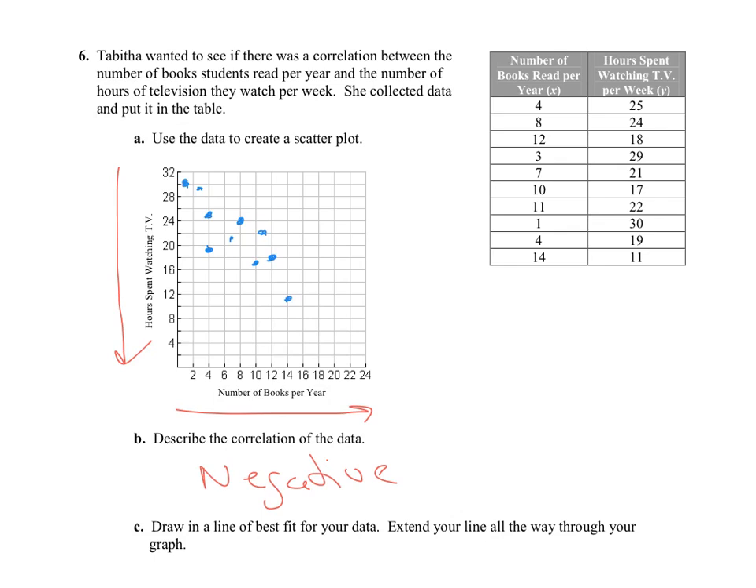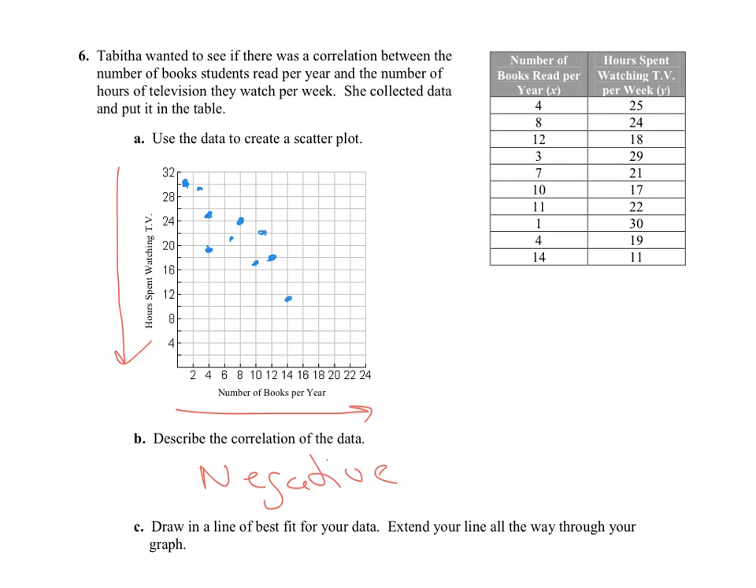For part C it says, draw a line of best fit for your data and extend your line all the way through your graph. So remember, for a line of best fit to be a line of best fit, it has to follow two criteria. The first criteria is it has to follow the direction of the pattern, the linear pattern, and approximately half of the points have to be drawn above, and half of the points below the line. So how many points are there?